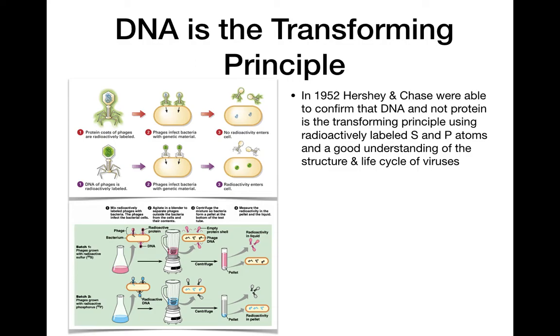Like everything we're doing, we're working with molecules in biology, we can't see them, we want to figure out what things are, so we're going to find a way to label them at the atomic level. So in this case, they're using sulfur and phosphorus atoms, both of which are radioactively labeled, to be able to trace the radioactivity and figure out which molecules are there.